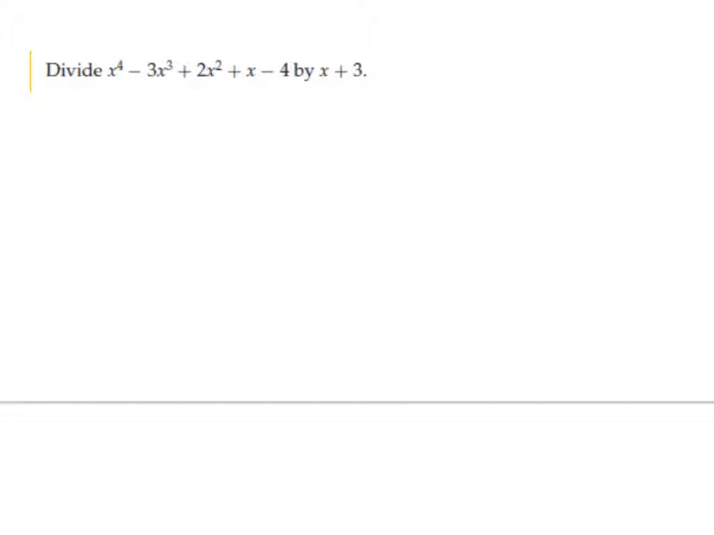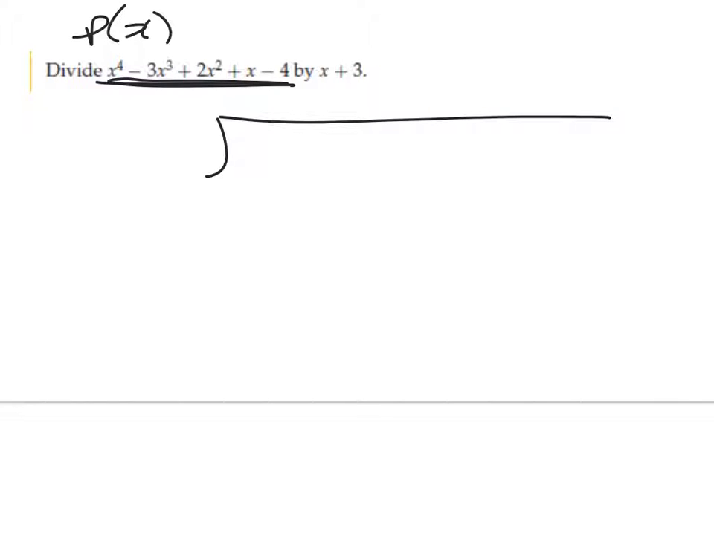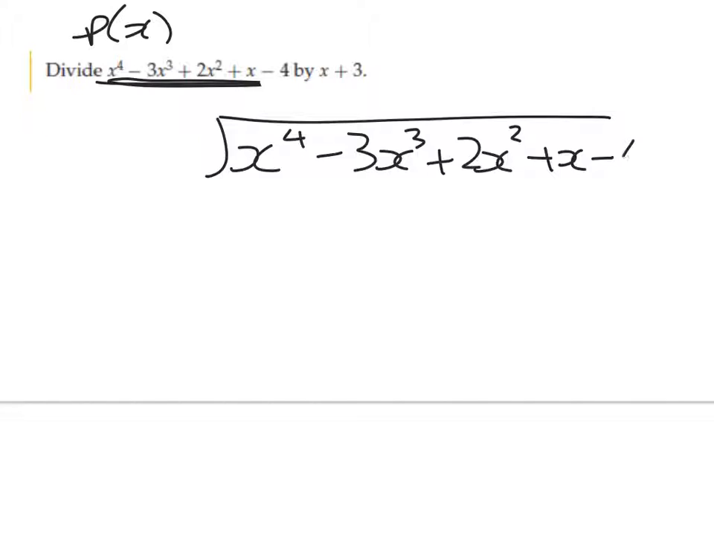Okay, so we're going to start with a little bit of practice at long division. We're asked to divide this polynomial. So this is my p of x, and we're going to divide it by x plus 3. I'm going to need a wee bit of room. Okay, so we write x to the power of 4 minus 3x cubed plus 2x squared plus x minus 4 there. So that's the dividend, the thing that we are dividing, and then this is the divisor here, x plus 3.